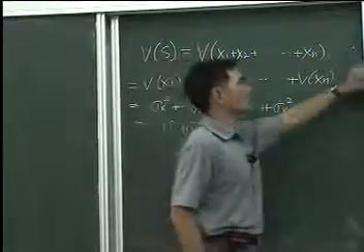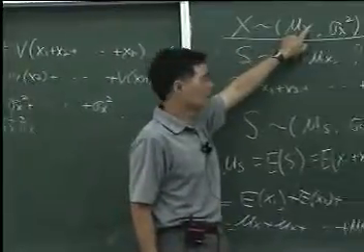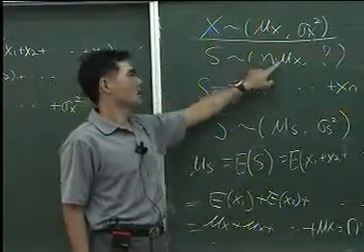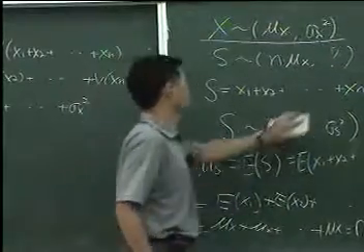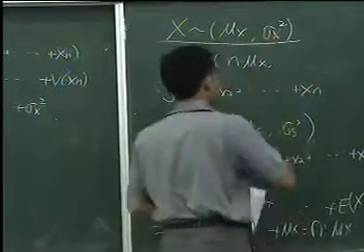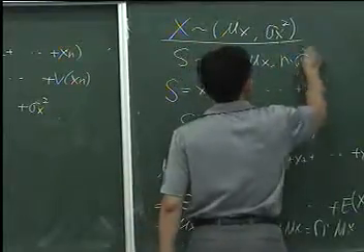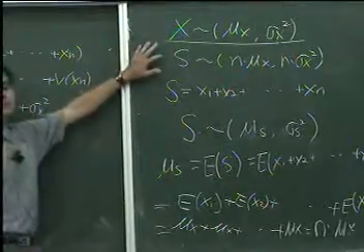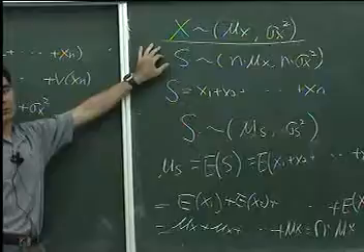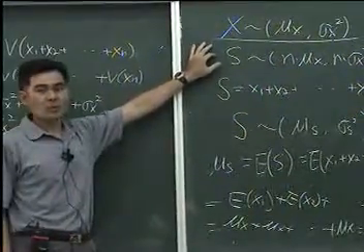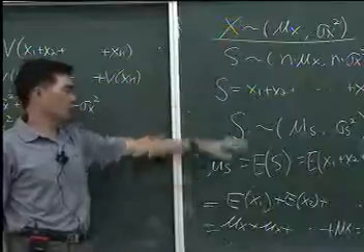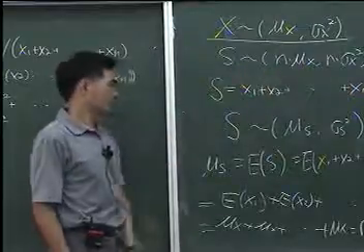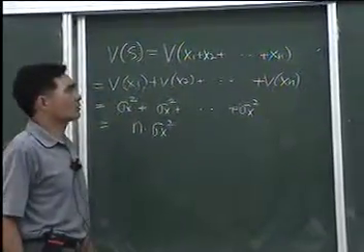So if you know the population has a mean of mu x and a variance of sigma x squared, then the sample sum must have a mean of n times mu x and a variance of n times sigma x squared. Okay? We already proved this. You just remember the formula, it will be just fine. When you do the problem, you don't have to go through the whole process again. You just remember this formula. Okay, so now we are done with this.